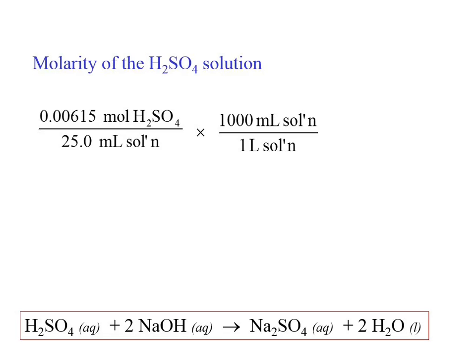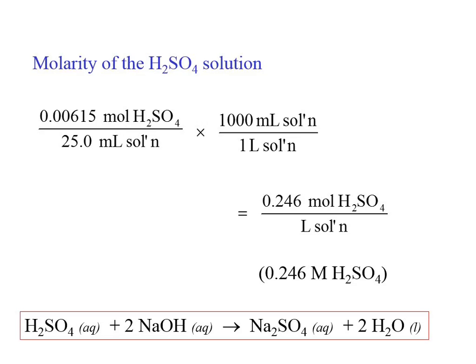Round to 3 significant figures again. And that will be our answer. I got 0.246 moles H2SO4 over 1 liter of solution, or simply 0.246 molar H2SO4.